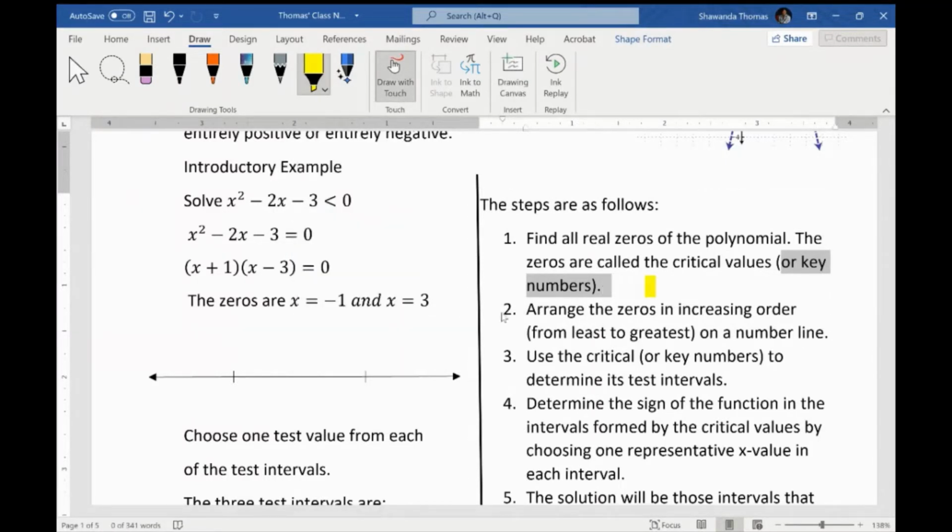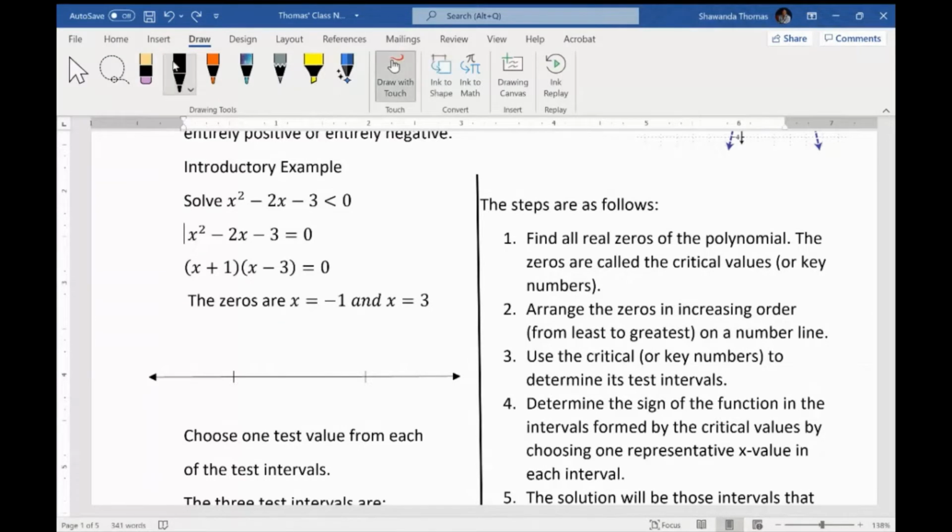Next, arrange the zeros in increasing order from least to greatest on the number line. Which number is lower, -1 or 3? -1. So we're going to put -1 here, and we're going to put 3 here. What is going to the left? Where is it going on the number line? Negative infinity. And on the right side, where is it going? Positive infinity. Yes.